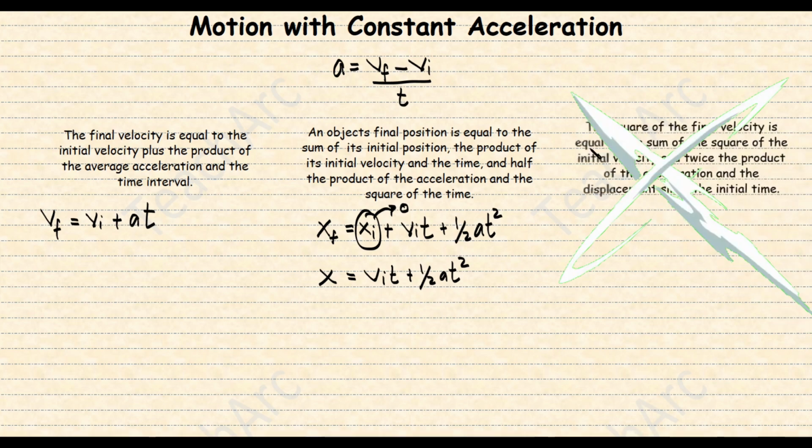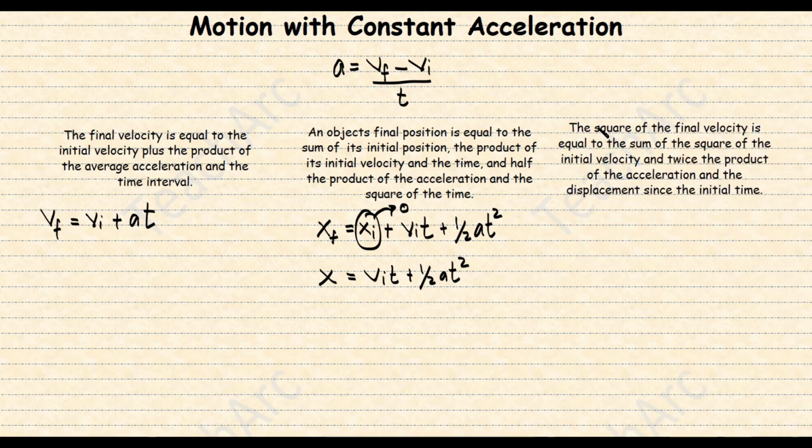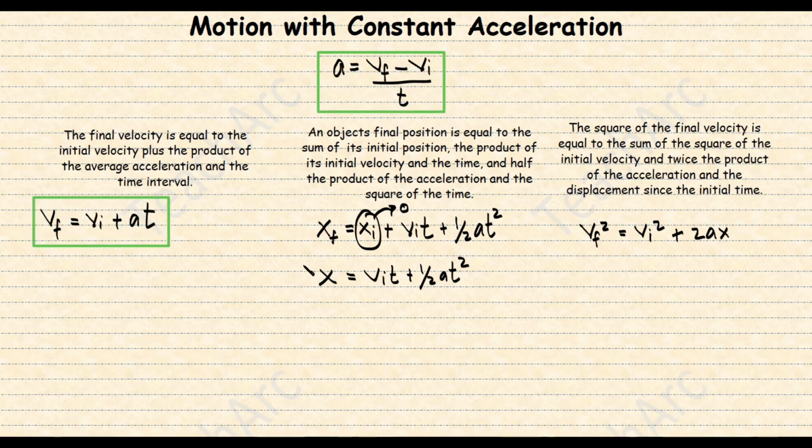Another formula that we need is: the square of the final velocity is equal to the sum of the square of the initial velocity and twice the product of the acceleration and the displacement since the initial time. Take note that you can use all of these when dealing with uniformly accelerated motion, or constant acceleration.